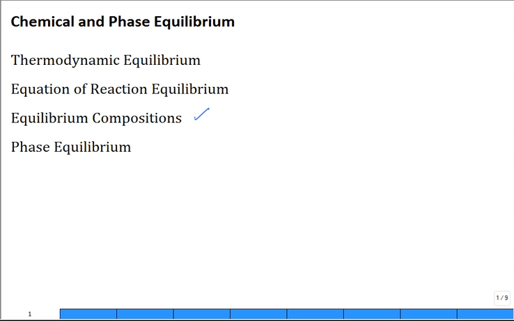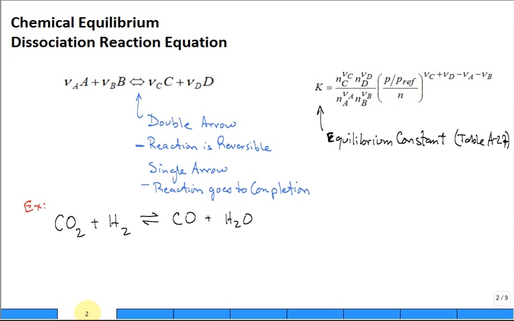Calculating equilibrium compositions. We're especially interested in this chemical equilibrium associated with a dissociation reaction. So here's a dissociation reaction where you have A and B, and then you can have C and D, and you can have all four of them, A, B, C, D, in some equilibrium state, all present at equilibrium. The double arrow indicates that it's reversible.